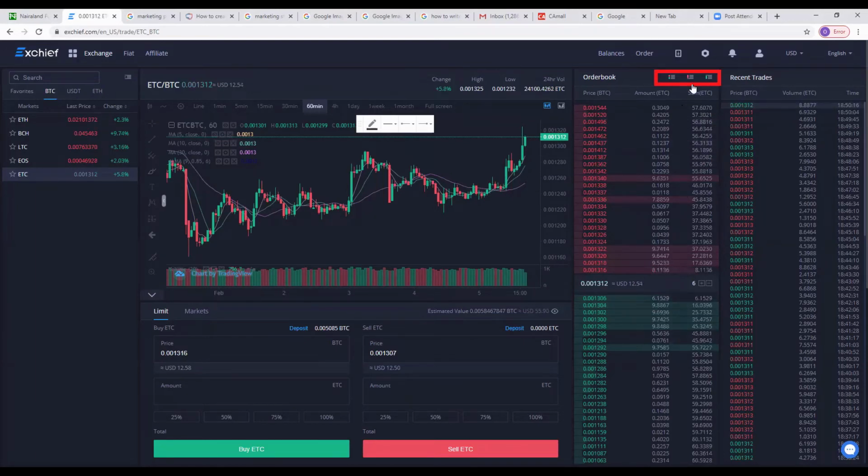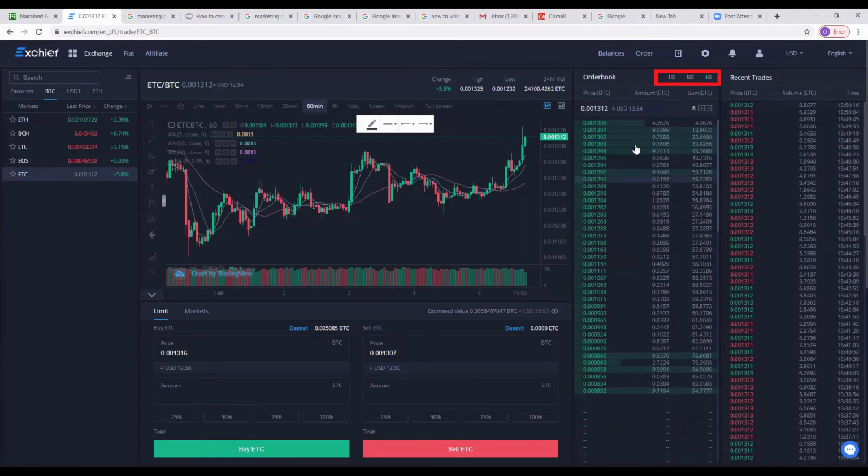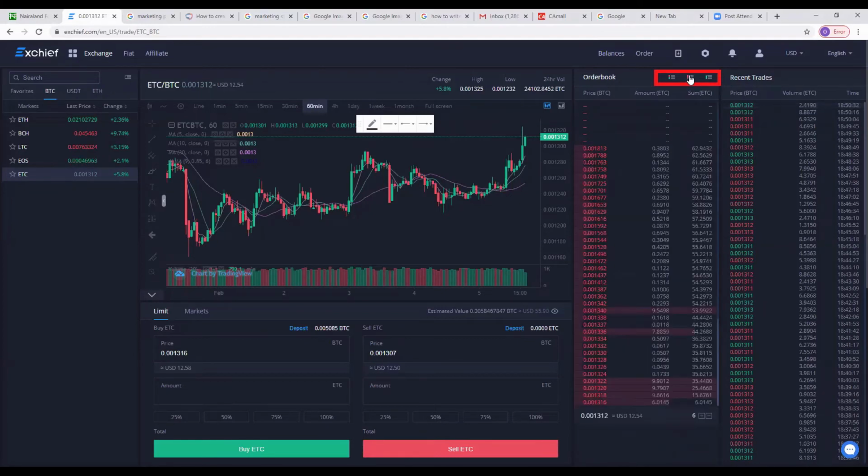But then if I go and click on the next one, you realize that everything here changes and I get a display of only sell orders. Likewise, if I choose this one, everything changes to green and I get a display of all orders that are buy orders. Okay, so that is how to manipulate these three settings.